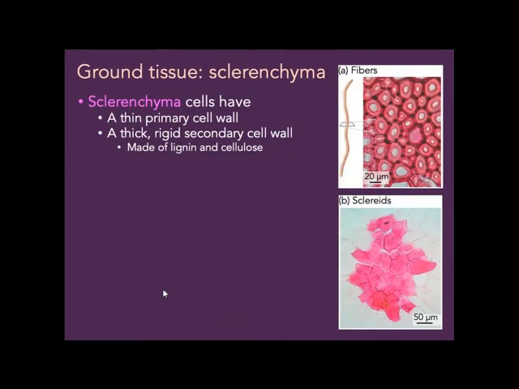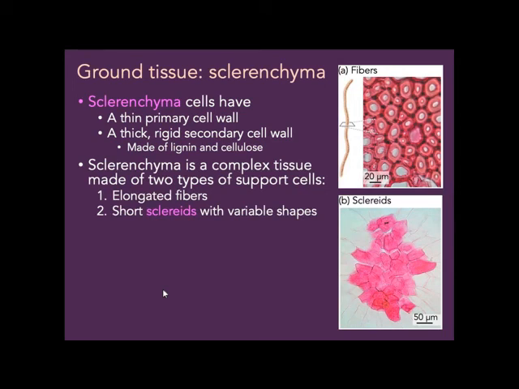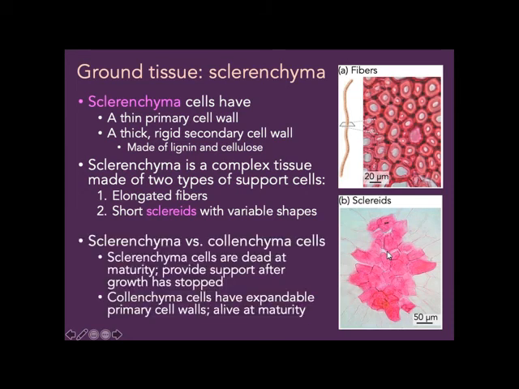All right, the third kind of ground tissue is called sclerenchyma. Sclerenchyma is made up of two kinds of cells. They have a thin primary cell wall and a thick, rigid secondary cell wall. This really thick cell wall contains not only cellulose, but also lignin. It's a complex tissue because it's made up of two kinds of cells, fibers and sclereids. The fibers are long and skinny. If you see them in cross-section, they just look like little cells, but just keep in mind that's because they've been cut like that. And then the sclereids are short little cells that are more variably shaped.